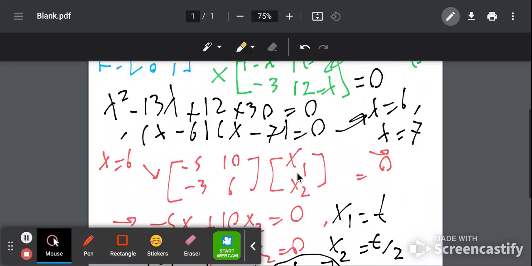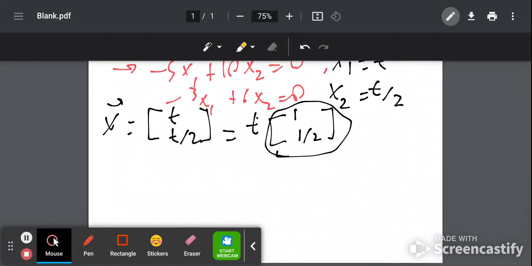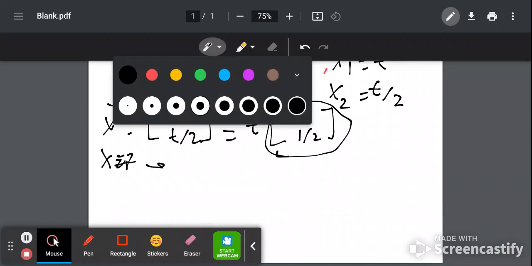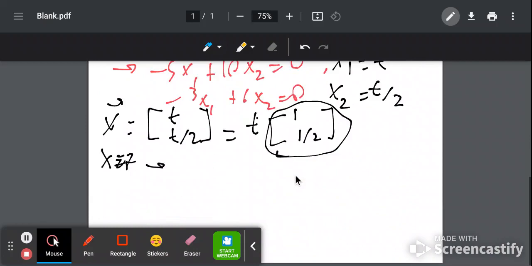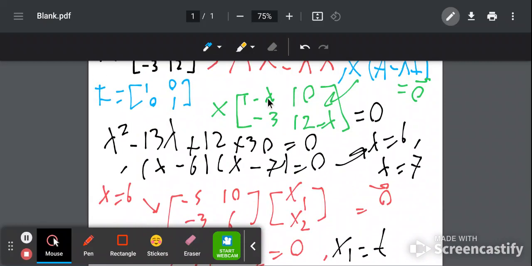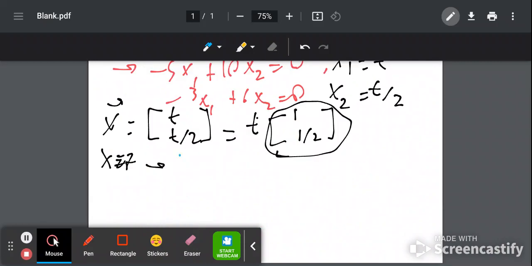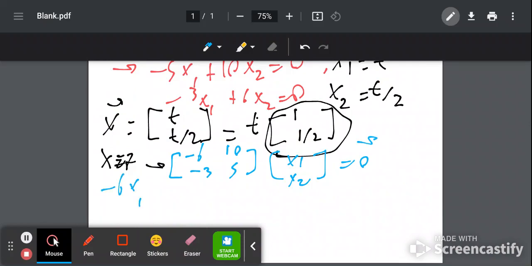Now we go back to when lambda is equal to 7. So for lambda equals 7, what do we have? This becomes negative 6, negative 3, 10, and 5, times x1, x2, equal to the 0 vector. And this becomes negative 6x1 plus 10x2 equals 0, and negative 3x1 plus 5x2 equals 0.